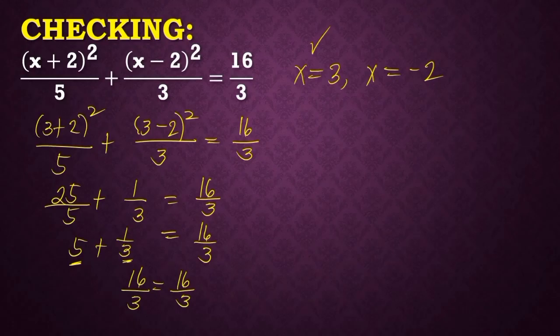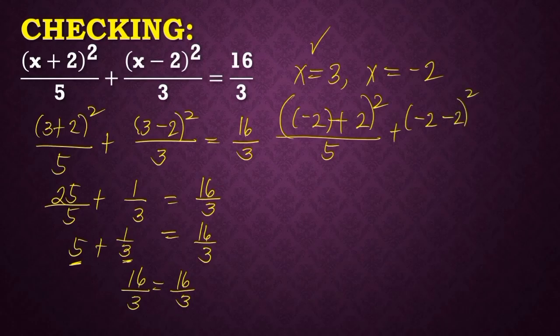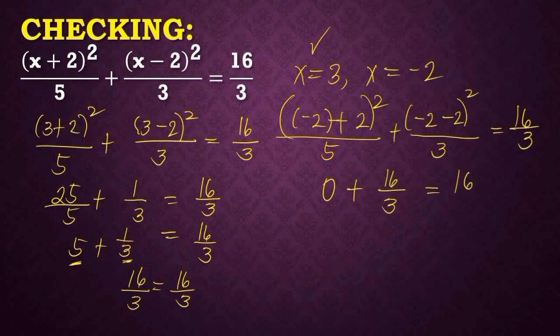So, magiging ganito po siya. Negative 2 plus 2 squared all over 5 plus negative 2 minus 2 squared over 3 is equal to 16 over 3. So, negative 2 plus 2, that is 0. So, kahit square natin yon, over natin sa 5, 0 pa rin. Next, negative 2 minus 2, that is negative 4. Square natin yon, magiging positive 16 over 3 is equal to 16 over 3.